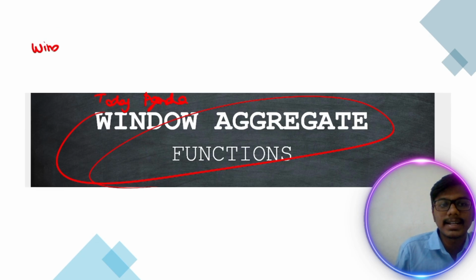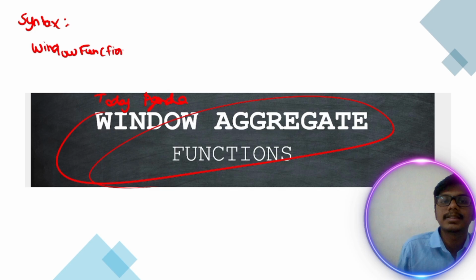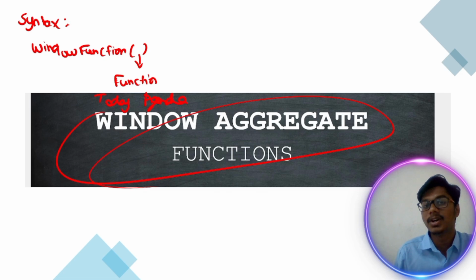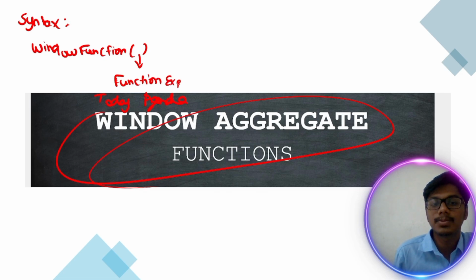So the syntax, let me write it down. Here we have the Windows function. Inside the Windows function, we have to give the arguments, the function expressions, right? We have discussed that in the previous video. If you have missed the previous video, please make sure to watch that video and then come to this video. We have discussed that we have to pass the arguments, and we discussed some Python code in my previous video.